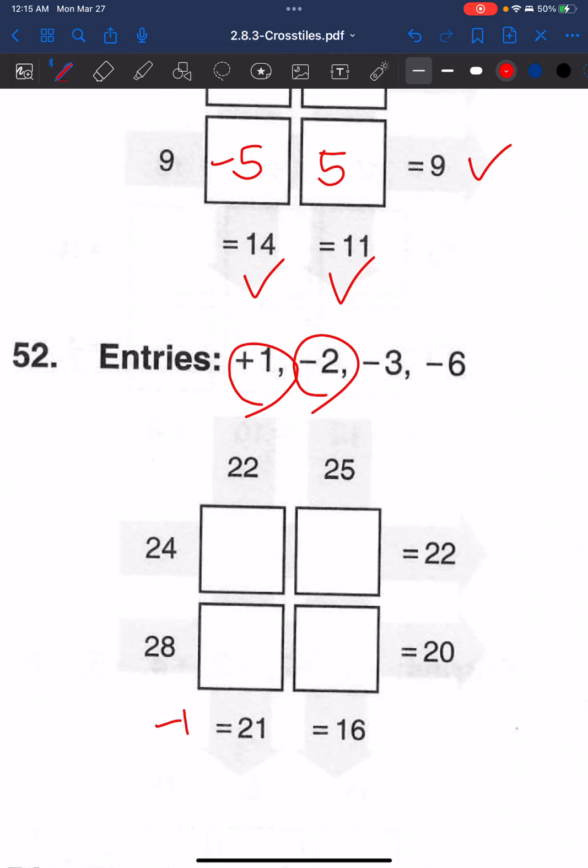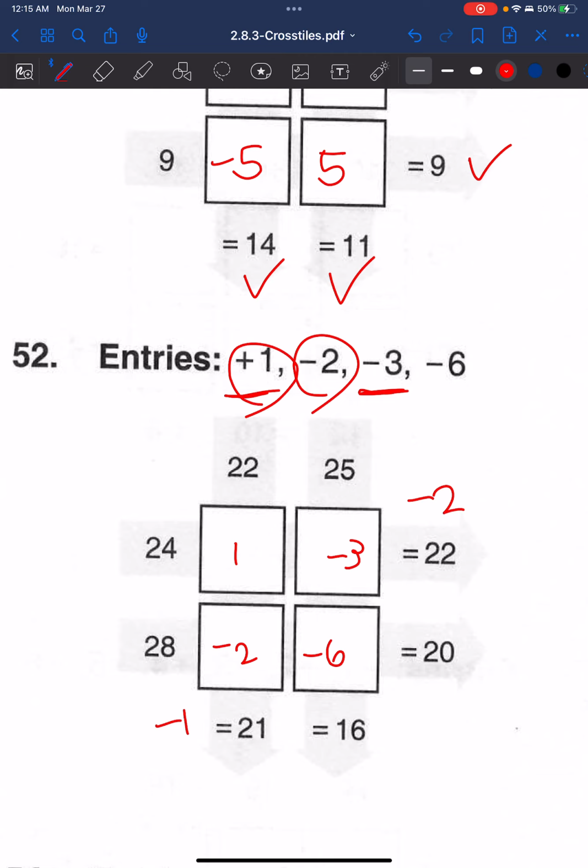Now to figure out which order it goes in the boxes, we'll look at the horizontal rows. So to get from 24 to 22, we need negative 2. And the only combination that works to give us a negative 2 is 1 and negative 3. So it's going to go in like this. And so eventually we have negative 6 in the last box. And now we'll see if the way we ordered the numbers works out.